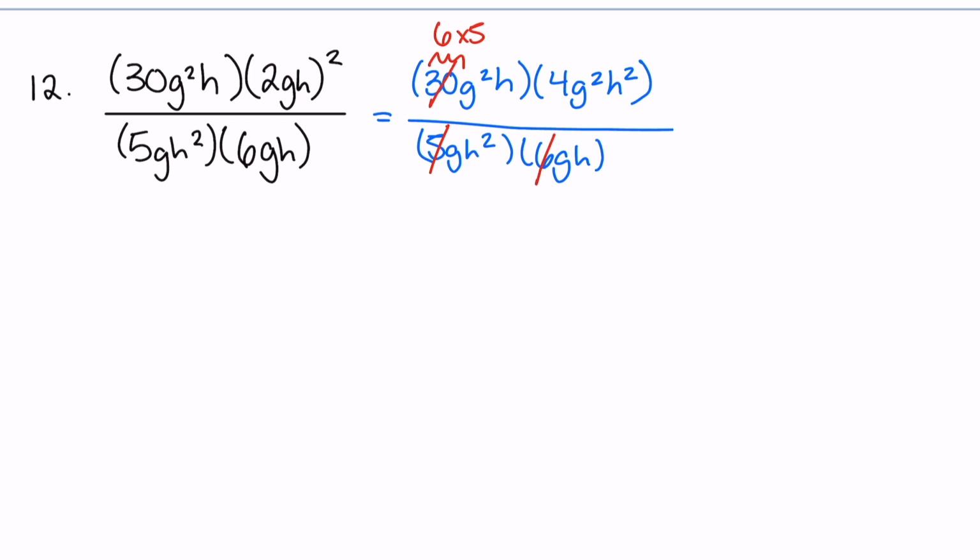in the denominator. There are 2 g's in the denominator, so it will cancel out with 2 g's in the numerator. And there are 3 h's in the denominator, so that will cancel out with 3 h's in the numerator. So all that we're left with is 4 times g squared in the numerator. So our answer is just 4g squared.